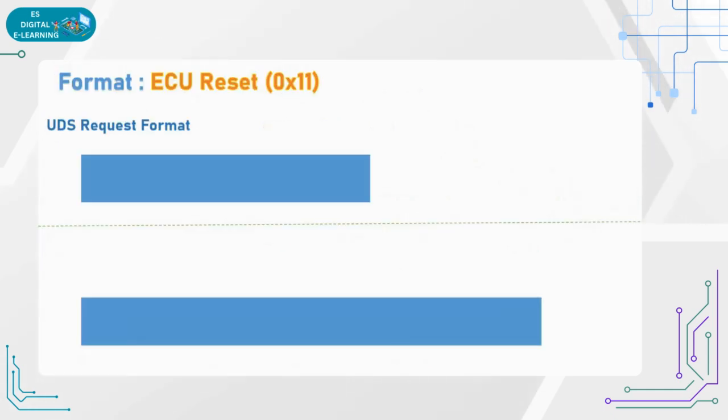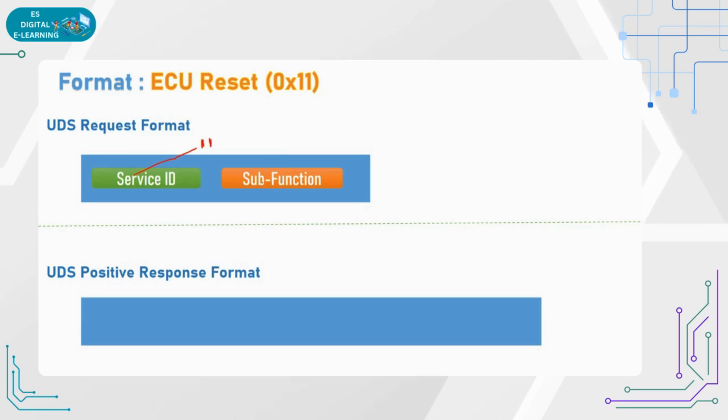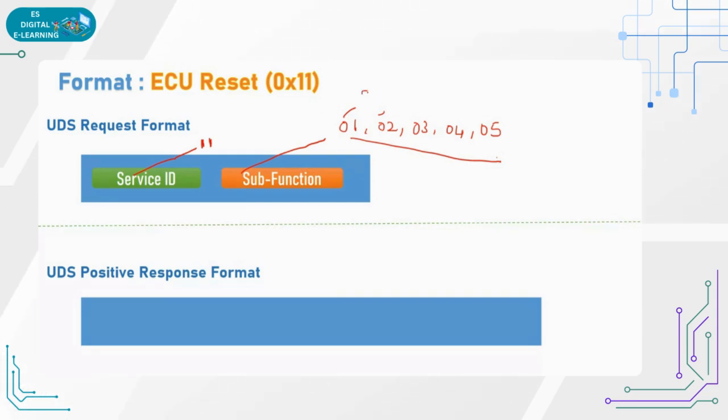And next is what format we will follow. As we know, the ECU reset will always follow with the service ID of 11. And it has a sub function. So UDS ECU reset has a sub function. The sub functions may be 01, 02, 03, 04, 05. These are the sub functions it has. So what is 01? What is 02? We're going to learn further.